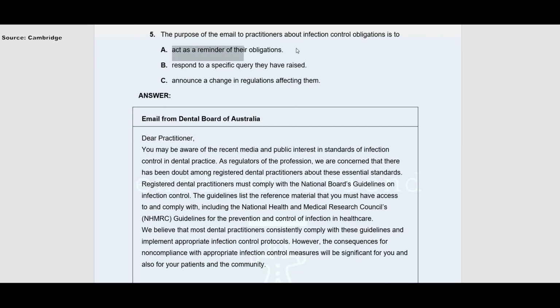Option A says, act as a reminder for their obligations. The term obligation means the things that they are supposed to do. So definitely this paragraph is acting as a reminder for them to do what they're supposed to do. In other terms, remind them to comply with the guidelines. Option B, respond to a specific query that has been raised. No, there is no specific query that they have raised anywhere in this paragraph, so that's clearly not given. Option C, announce a change in regulations affecting them. No change, clearly not given. So answer is A.